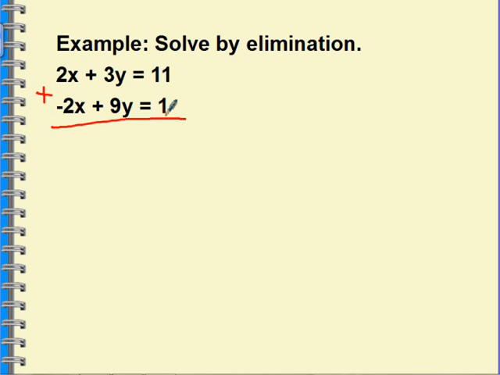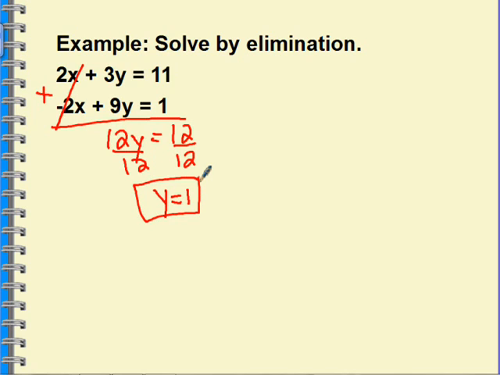We're always going to add. So what will happen to my x term? They'll cancel out. I will no longer have any x's. So 3y plus 9y would give me 12y. 11 plus 1 is 12. We got to solve for y. So I get y equals 1. Of course, not my final answer.